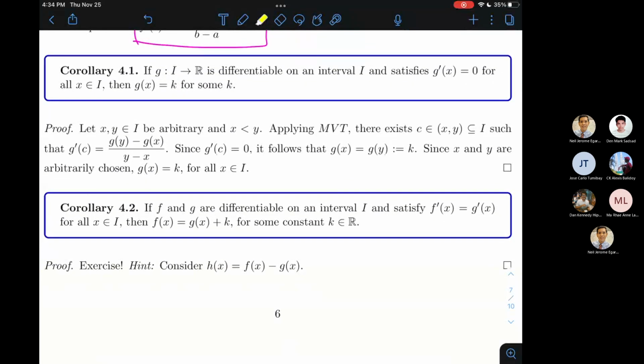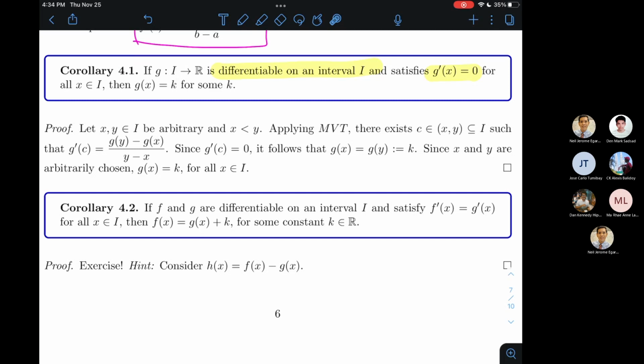Na kapag si g ay differentiable on the open interval, and g prime is 0 for all x in the interval, then g of x must be a constant. Okay? So yun yung gusto nating ipakita. Corollary siya ng mean value theorem. So basically, the main ingredient in the proof should be the mean value theorem.